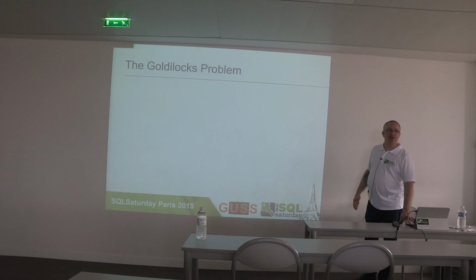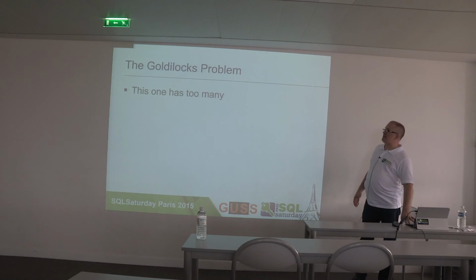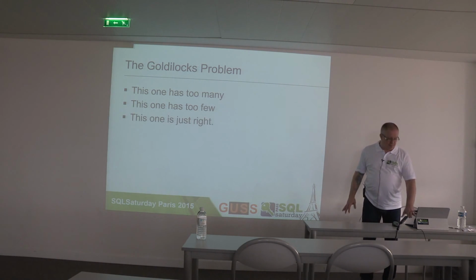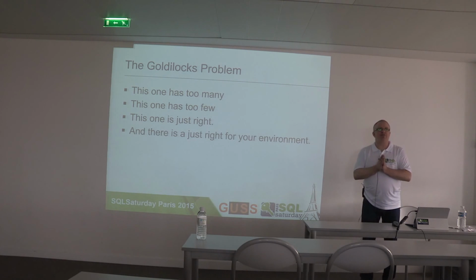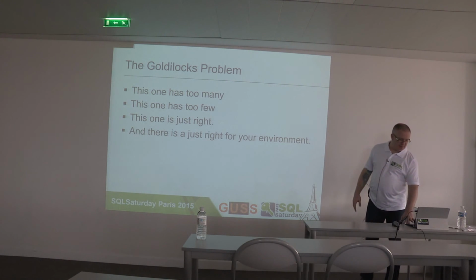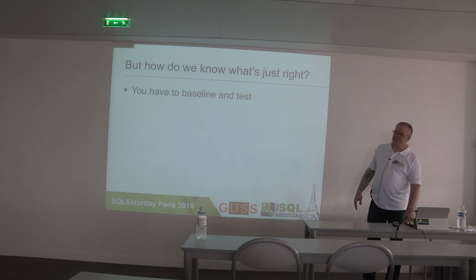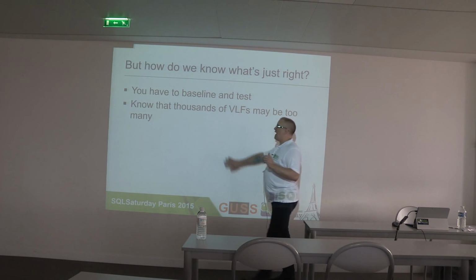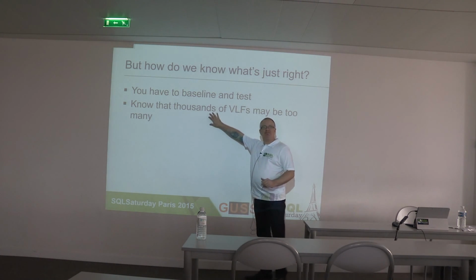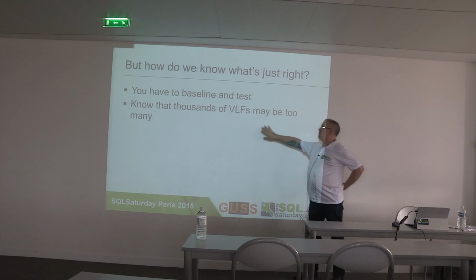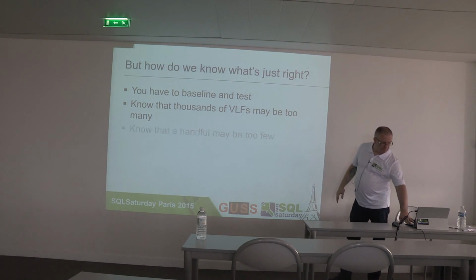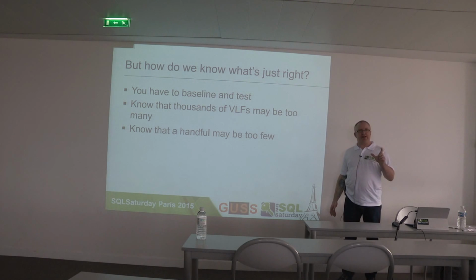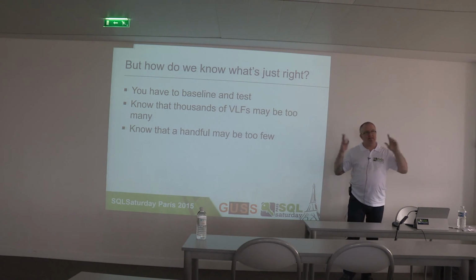And this is what I call the Goldilocks problem. In other words, this database has too many, and this one has too few, and this one is just right. The thing is, there is a just right for your environment. You need to figure out what it is. So how do we know what's right? You just have to baseline and test. But some guiding rules that I have is that if you have thousands and thousands of VLFs in your transaction log file and they're all really small, that may be too many. But know that if you only have a few VLFs in your transaction log file and they're all really big, that could be just as bad.